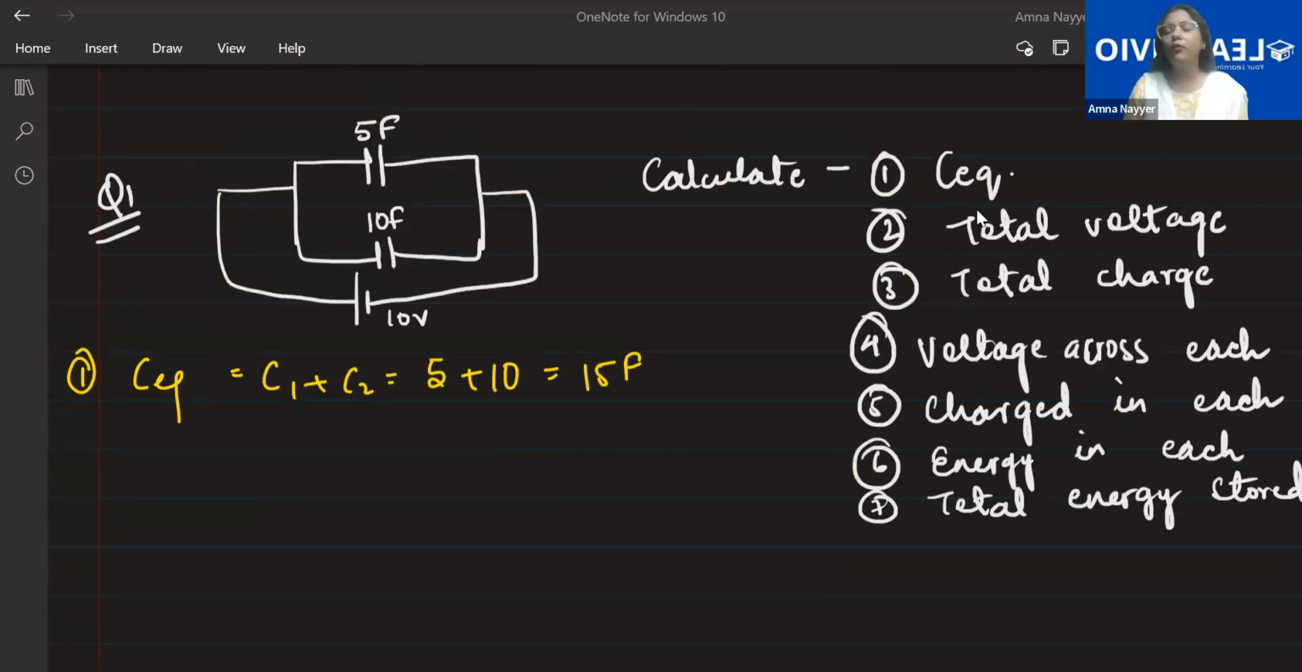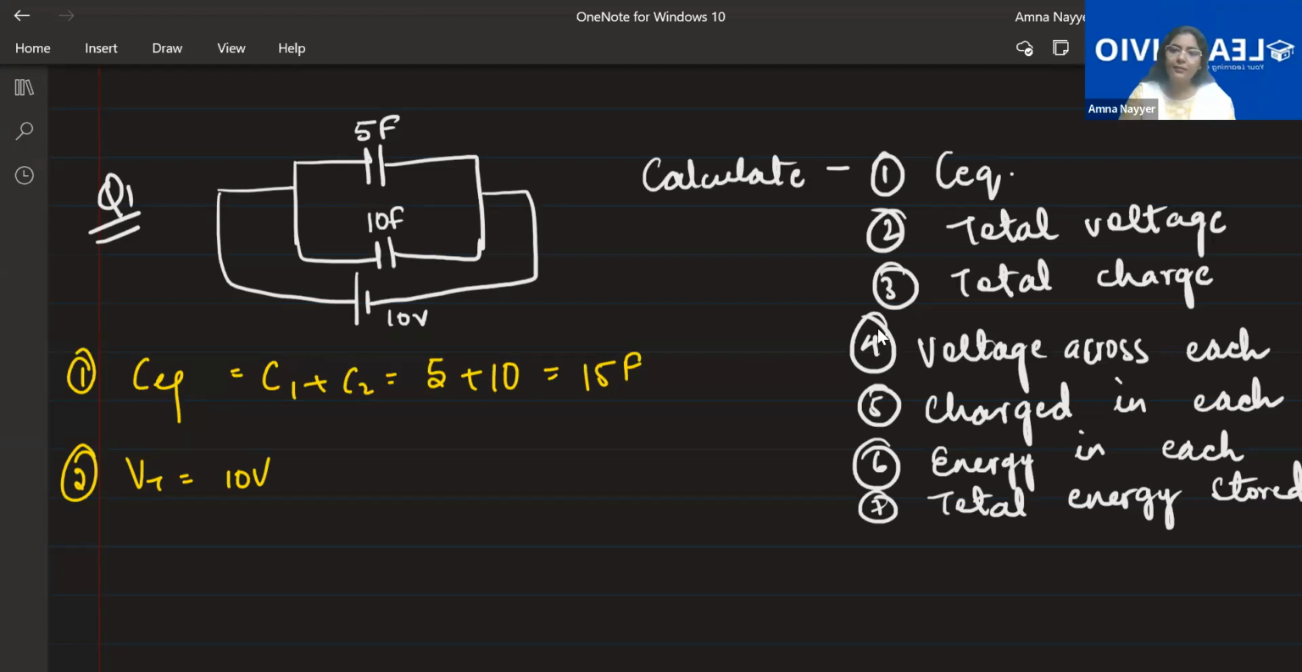So now total voltage. Again, the total voltage is present. Total voltage is given, 10 volts is given. So second part, the total voltage will be 10 volt. Total voltage means the supplying voltage. Supplying voltage means the voltage with which the circuit has been supplied.